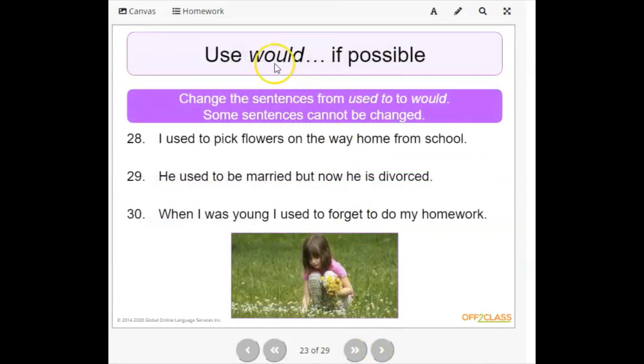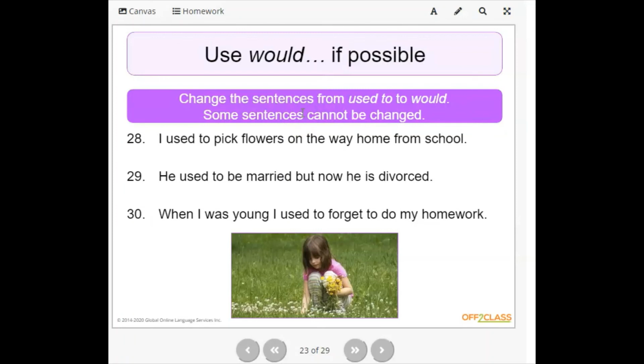Okay, let's practice a little bit. So use would if possible. So remember, only if it's an action. Change the sentences from used to would. Some sentences cannot be changed. So those are the sentences that are referring to states. We have to use used to, so we can't change it to would.